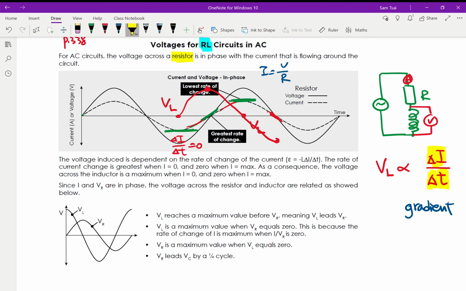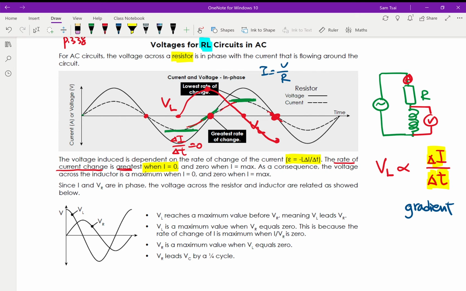We read the text for revision. This is the induced voltage from the inductor, so now we need to draw this carefully. When I equals 0, it is actually this point, and the rate of the changing current is maximum. That means VL is maximum.